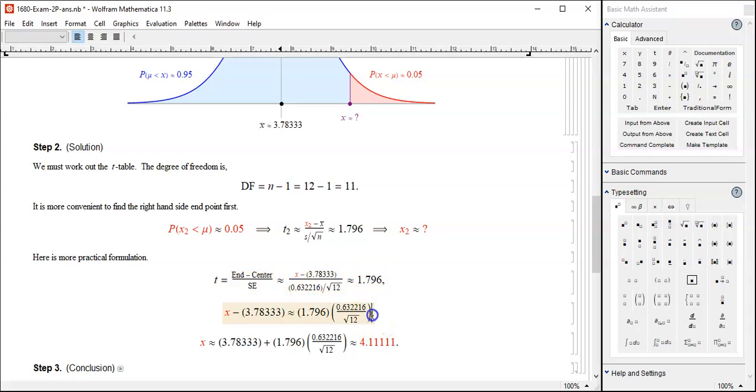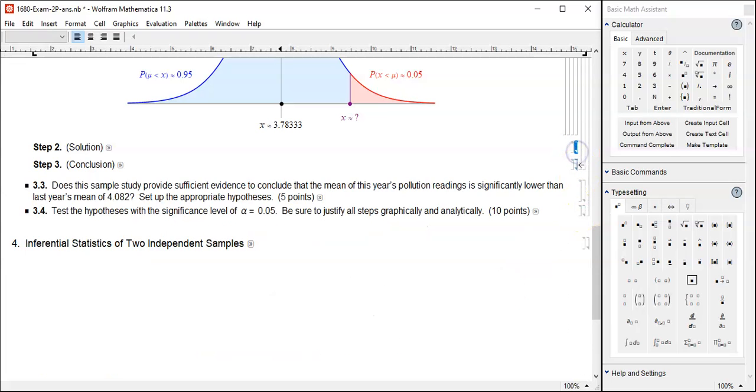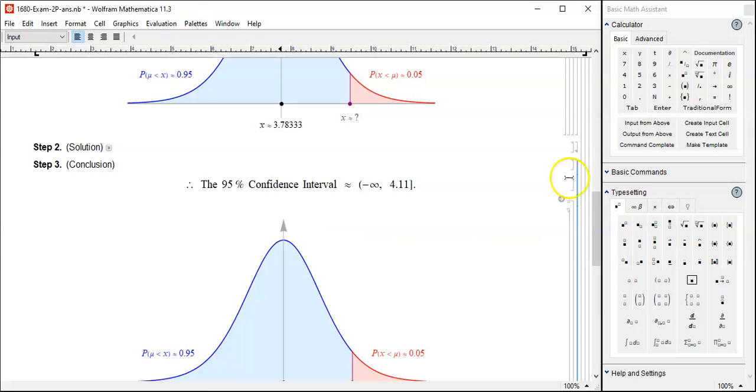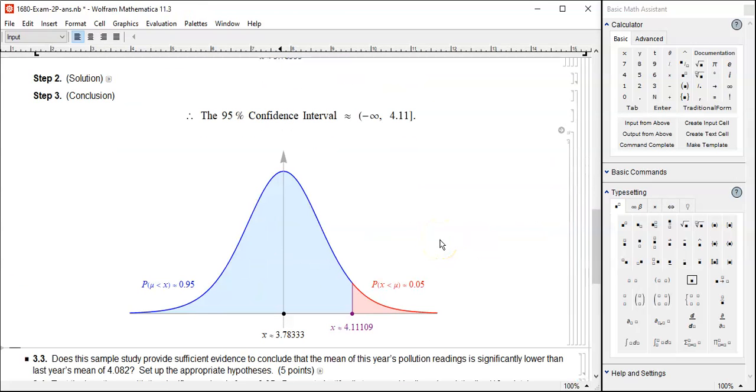Flip the denominator to the other side and flip the center to the other side. Here's the computation, and this is what we get. 4.111, that thing. And that is the upper confidence bound. 95% upper confidence bound.